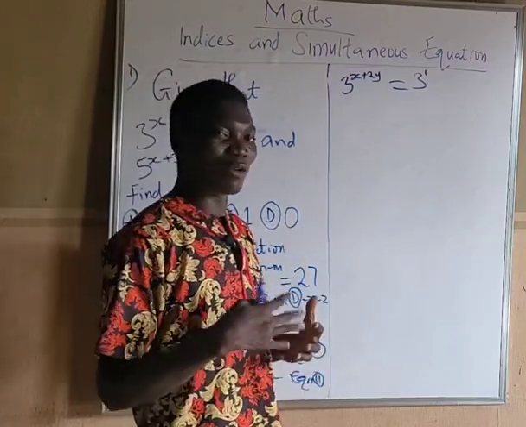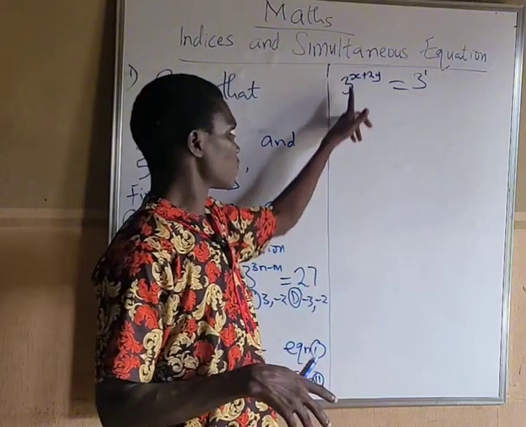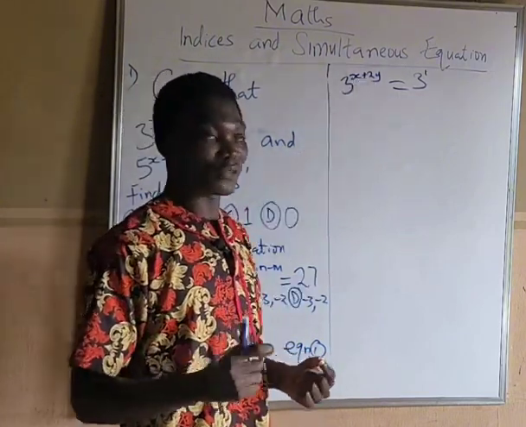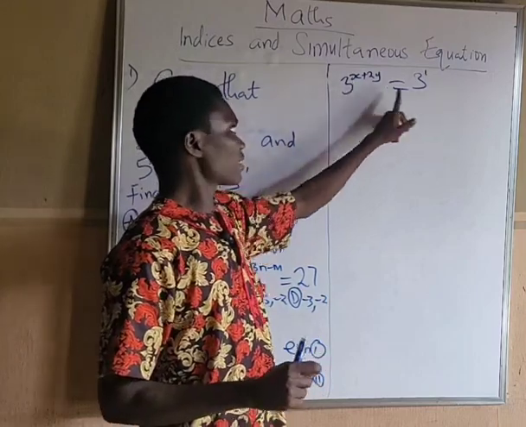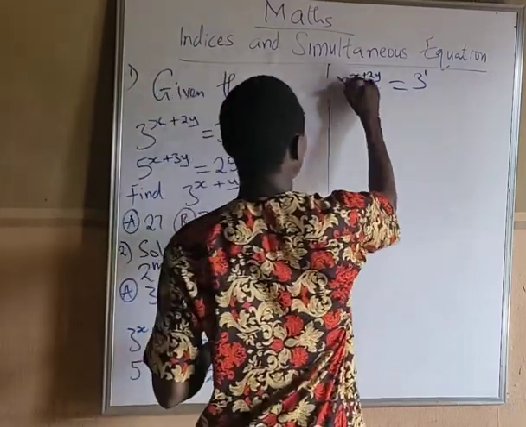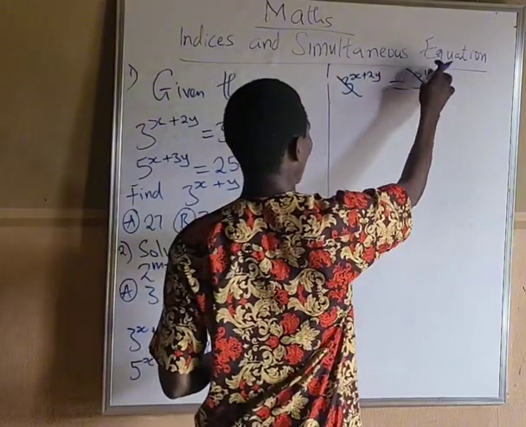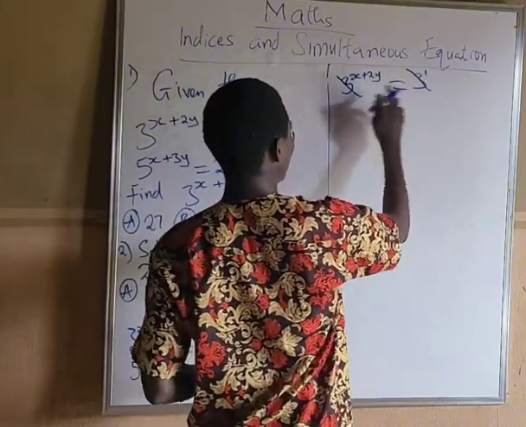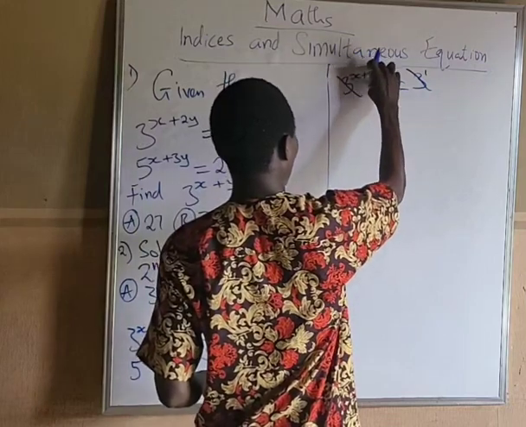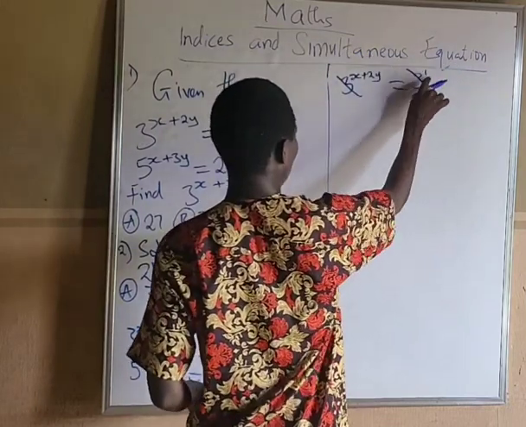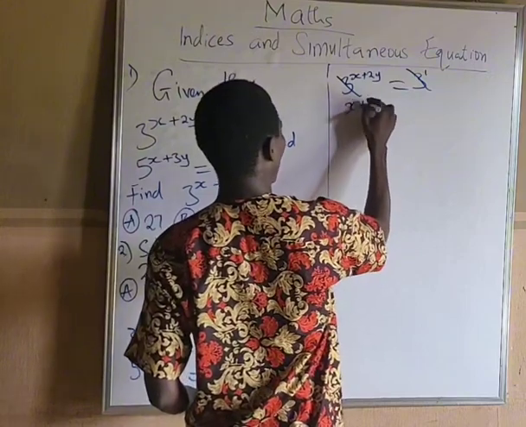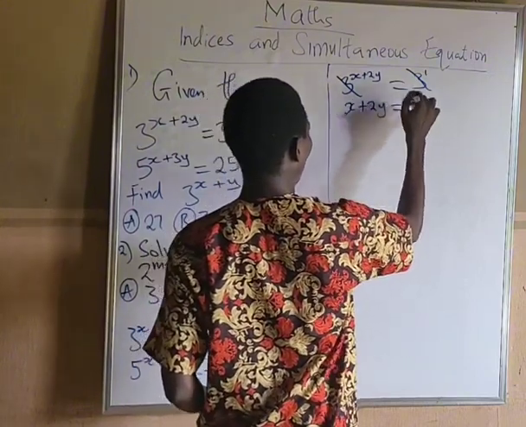But in this case, what we're looking for is not in the base, it's in the power. We're looking for the value of x and y because it is simultaneous equation. The base and the base are the same thing, so the rule says they can cancel each other. That is 3 to the 1, 3 to the 1. These 2 3s cancel each other. We are left with x plus 2y equals to 1.